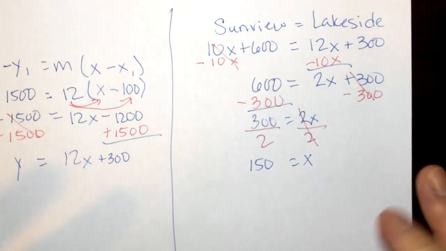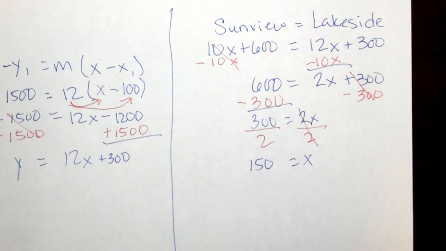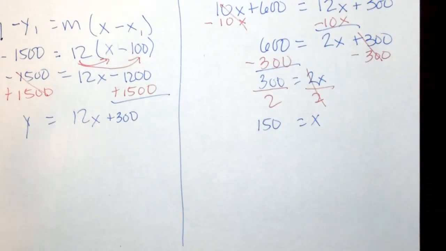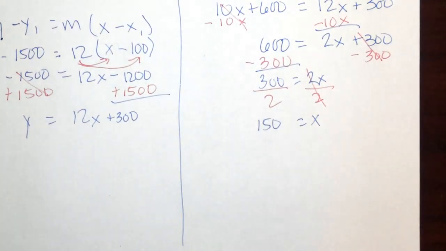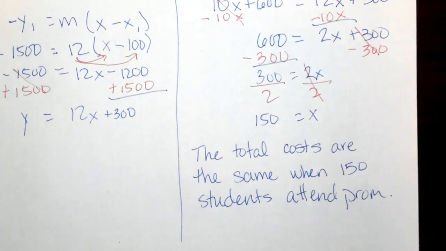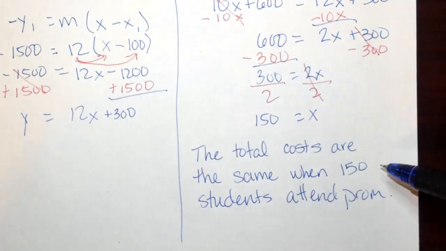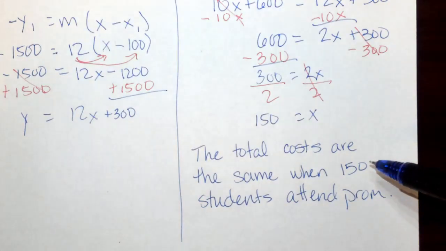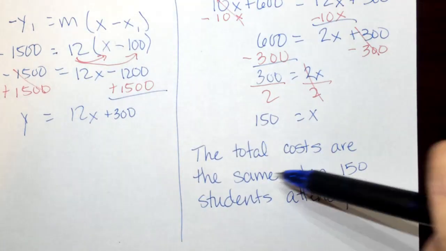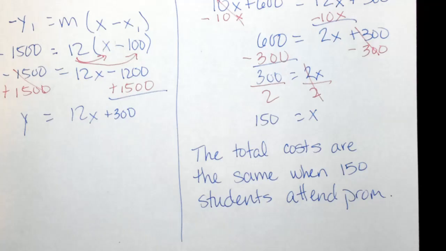So what does that mean? That means that if there are 150 students, it doesn't matter which venue they use because it would cost the same. Now, if you have less than 150, one of them would be the better deal. If you had more than 150 students, then another one would be a better deal. But if we had 150 students, the cost would be the same. All right, so right here, remember, you got a word problem. Your answers should be in words. The total costs are the same when 150 students attend prom.